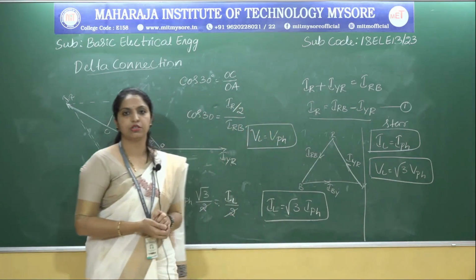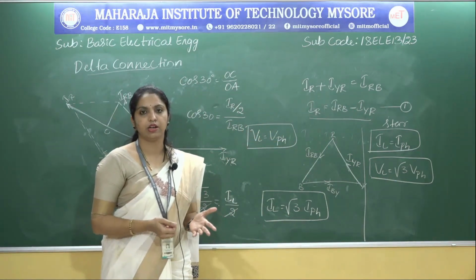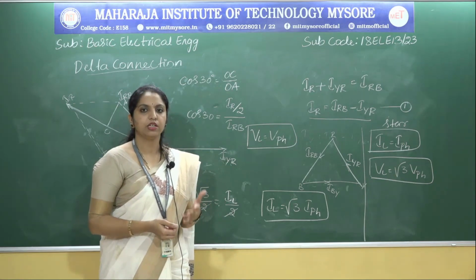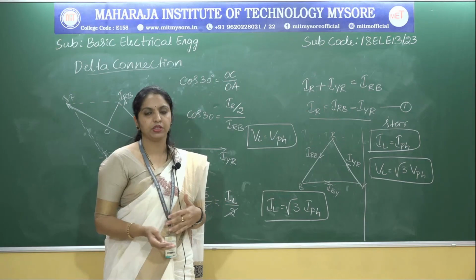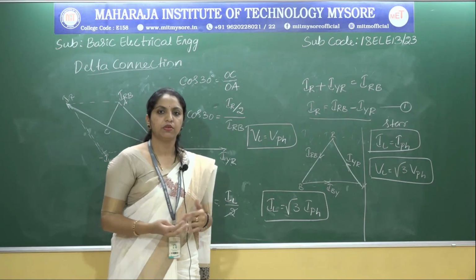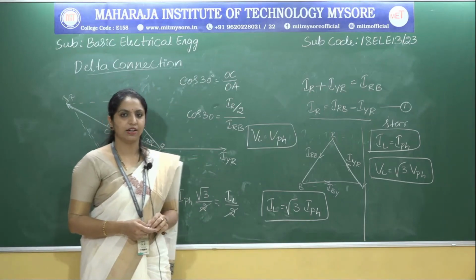I hope you have understood the relationship between the line values and the phase values. Line values means line current or line voltage, and phase values means phase current and phase voltage, in both star connection and delta connection.